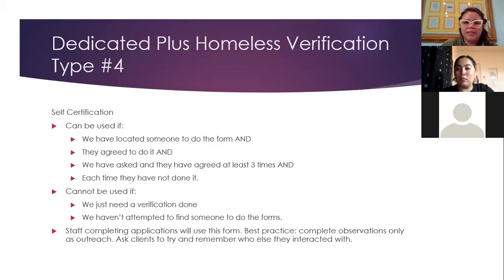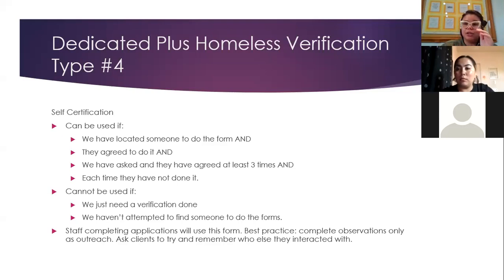Okay, dedicated plus housing verification. This is the self-certification, and this is only used in really specific scenarios because there's some rules around this now. We can't use this for everyone. This can only be used if you've located someone to do, say, the observation of homelessness form, the one I just showed you. They agree to do it. You've asked them and they've agreed to do it at least 3 times minimum, and document this.